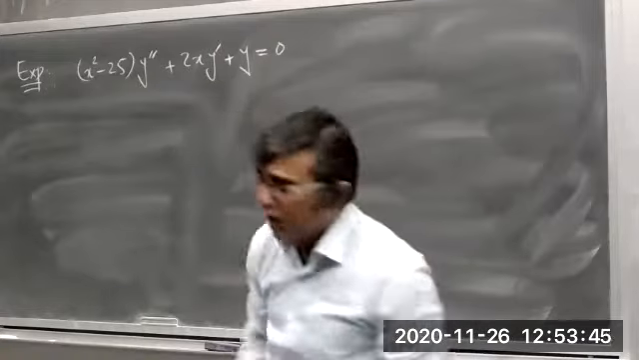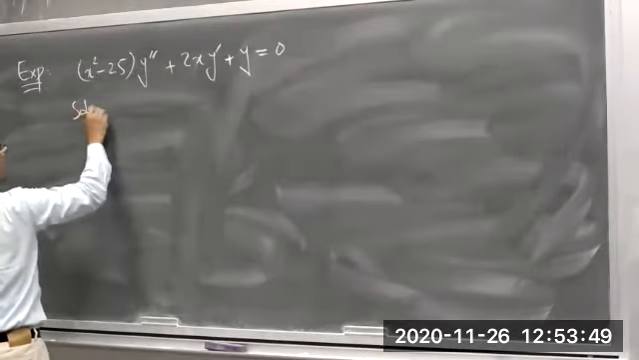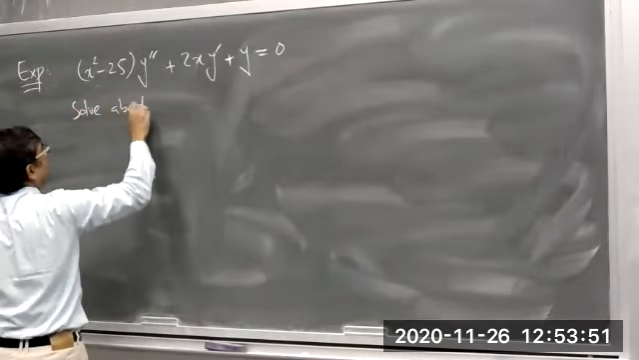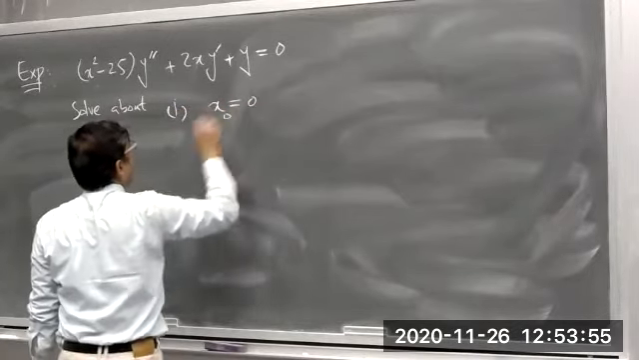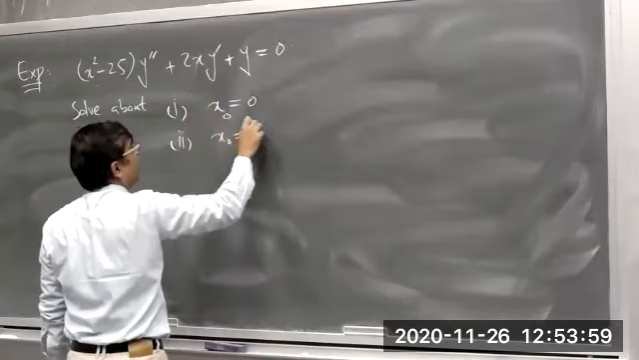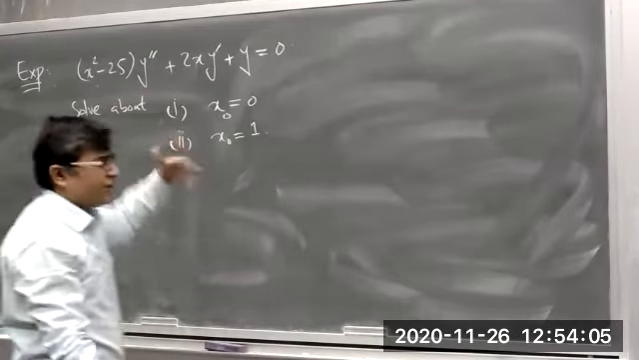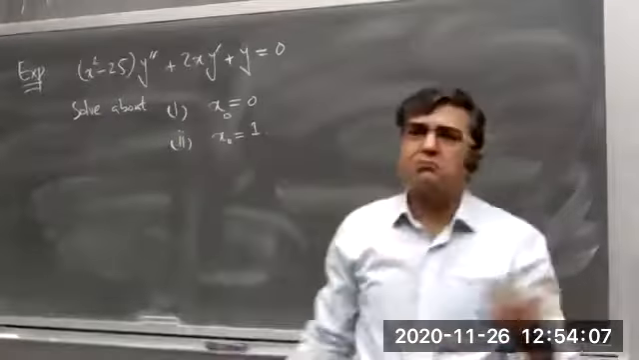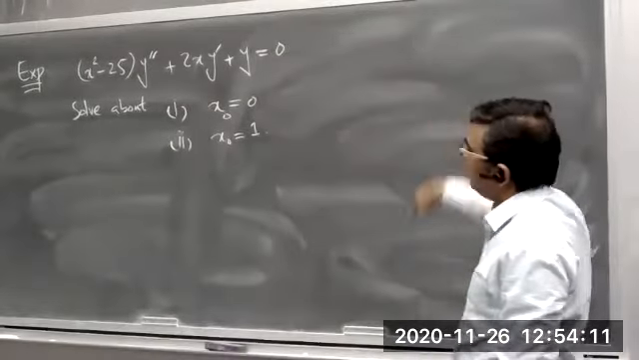And we need to solve about the ordinary point x naught is 0, and second, solve again this differential equation about the ordinary point x naught equal to 1. Now, in order to solve this differential equation using the power series method, we do the similar procedure which we have done for the previous example.